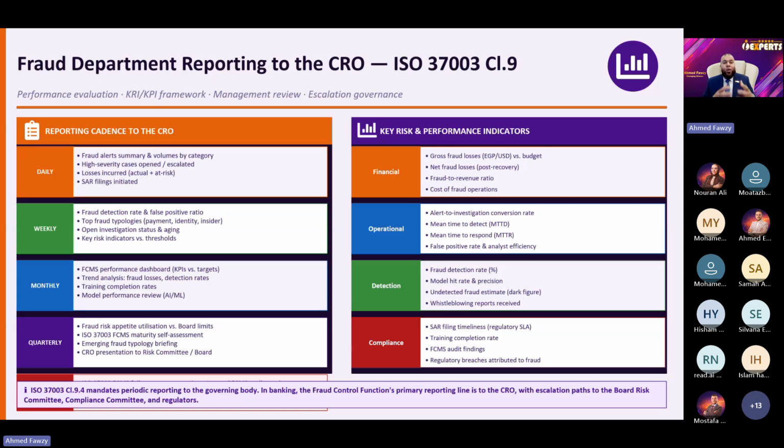In addition to that, you have to have weekly reporting for the fraud detection rate and the false positive trend analysis. Trend analysis plays a very important role to let me see which seasons, or after which change, I got a lot of fraud attacks, what are the indicators, what are the triggers of the attacks, and so on.